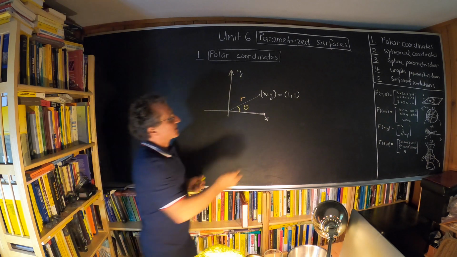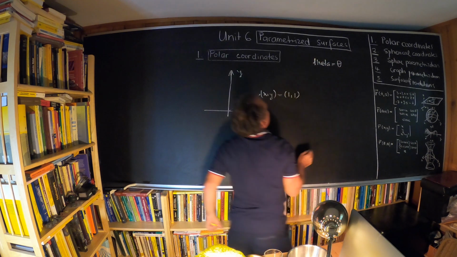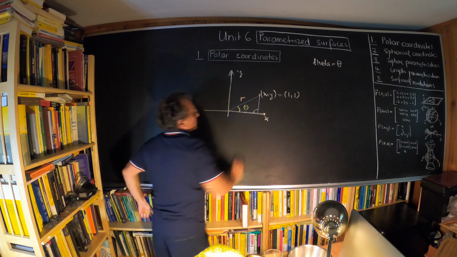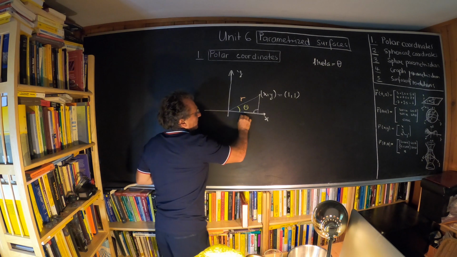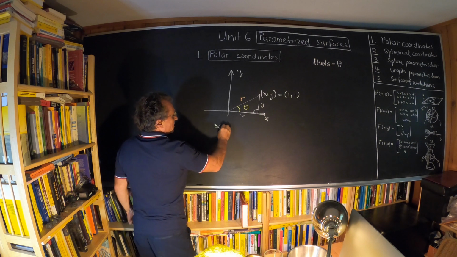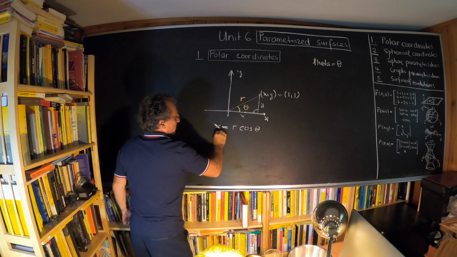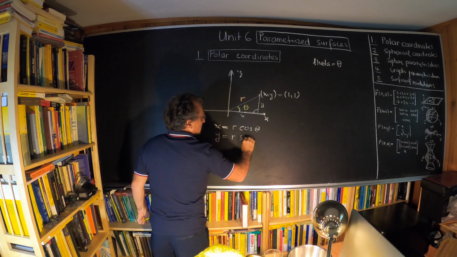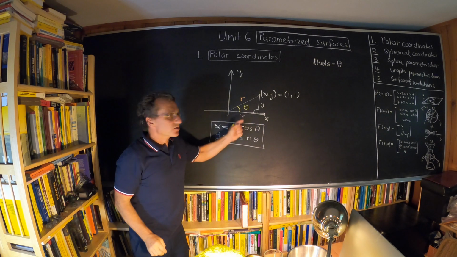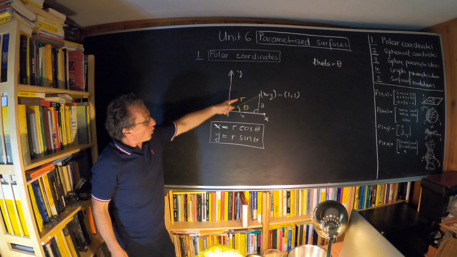So theta is a Greek symbol, Greek T. And you all know this picture here. You can now read off x and y from r and theta. So what we have is that x is equal to r cosine theta and y is equal to r sine theta. So that's the relation. That's just the definition of the cosine and sine. And in this case, what we have is the point 1, 1.